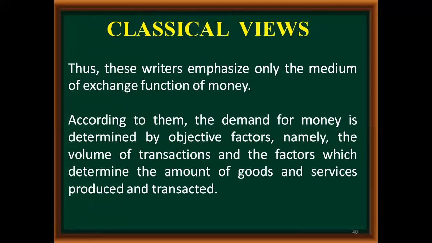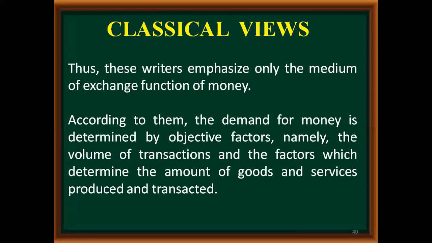In the views of classical economists, these writers emphasize only the medium of exchange function of money. So they have not considered any other function of money. They considered only one function of money, that is, to act as a medium of exchange. So according to them, the demand for money is determined by objective factors. Objective means quantitative factors.